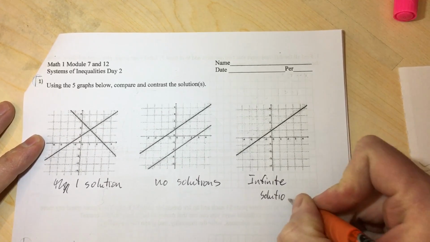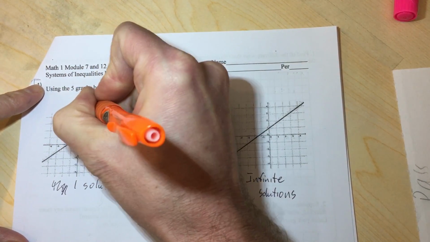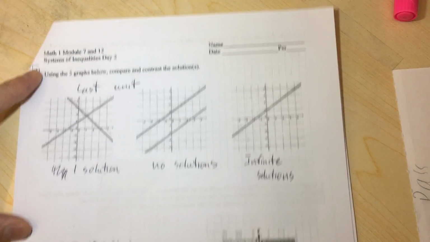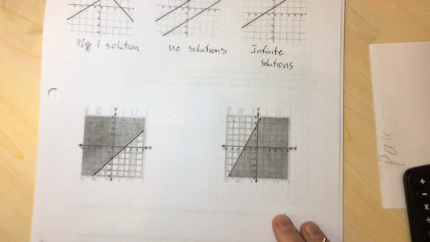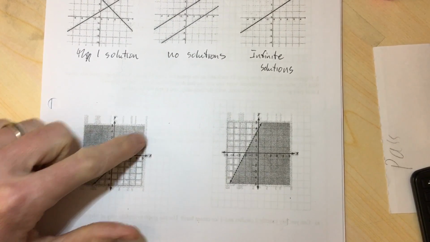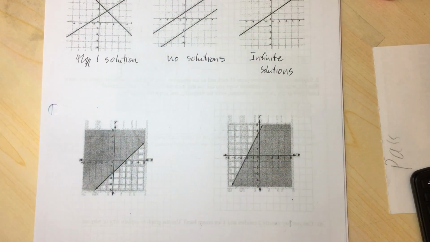Okay, so the difference between last unit and the current unit is that in the current unit, we are talking about graphing linear inequalities. And so you're going to see half of the graph shaded. There's only one line on this one, and then half of the graph is shaded.